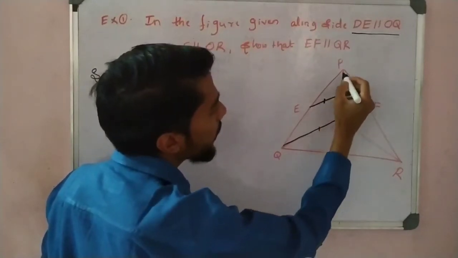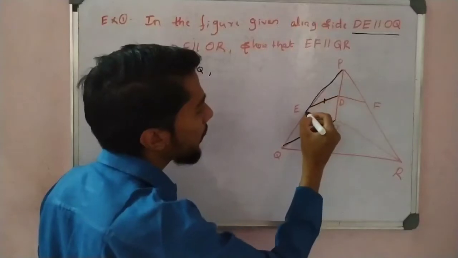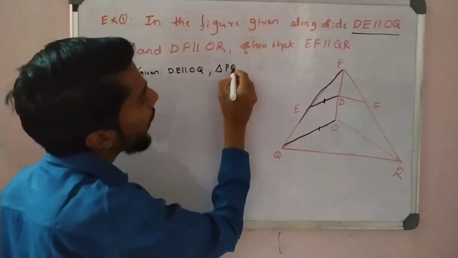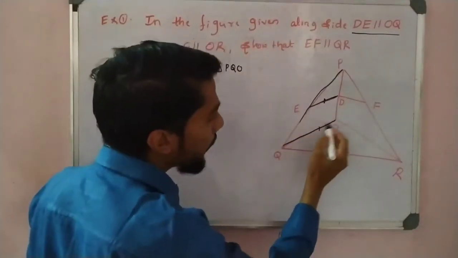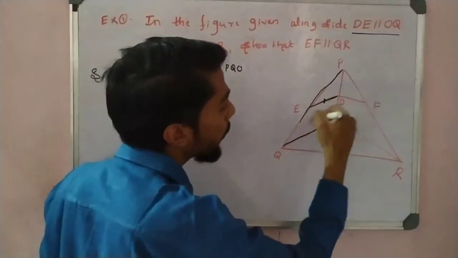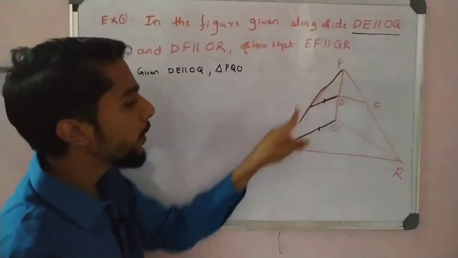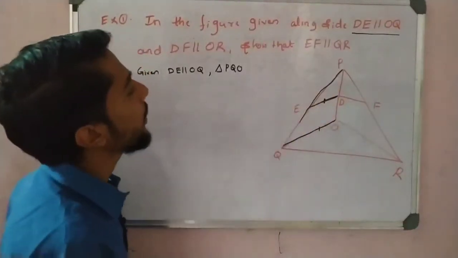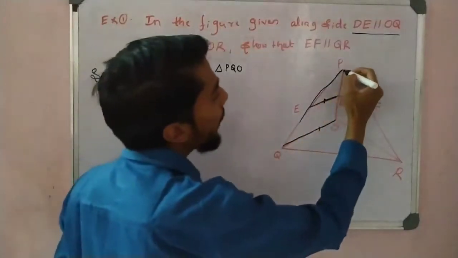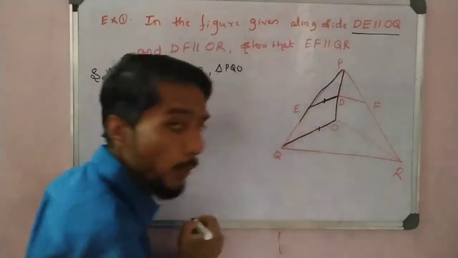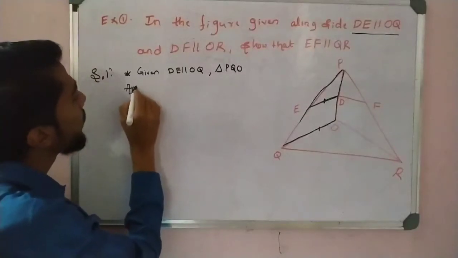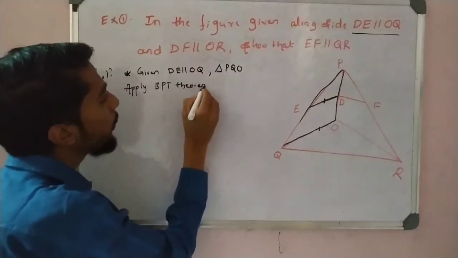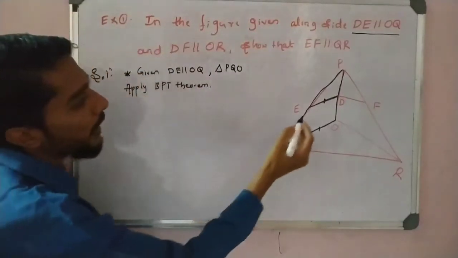then we have to select triangle PQO. Why? Because these parallel lines come in the triangle PQO. These two lines are related to triangle PQO, which has a base and this parallel. So I select this, and now I apply the BPT theorem to this triangle PQO. Apply BPT theorem. So what happens here?